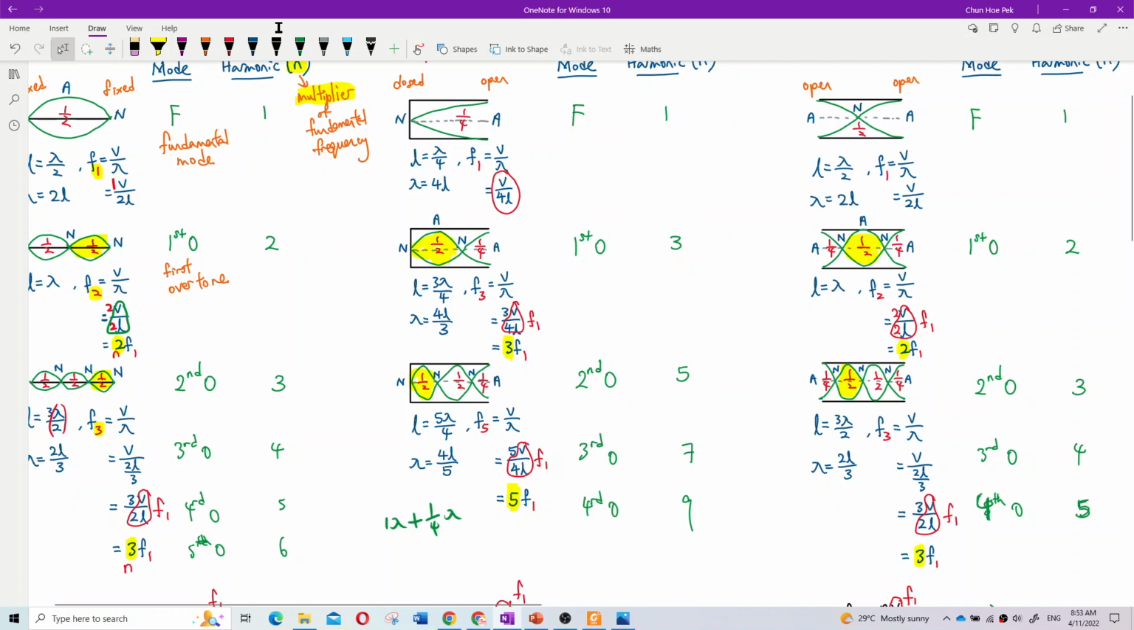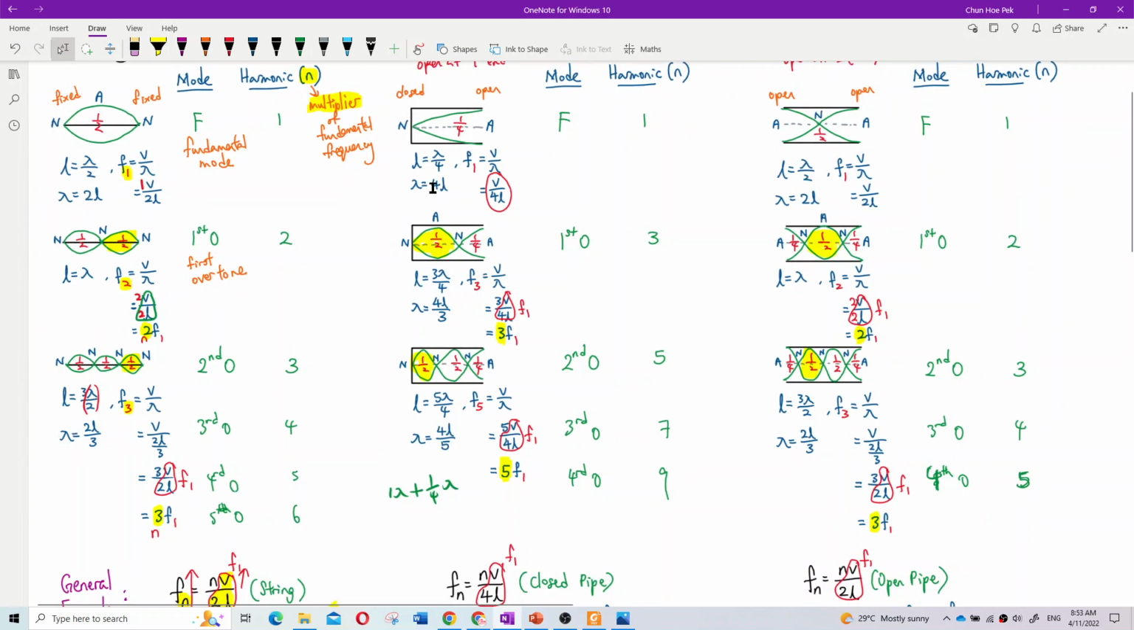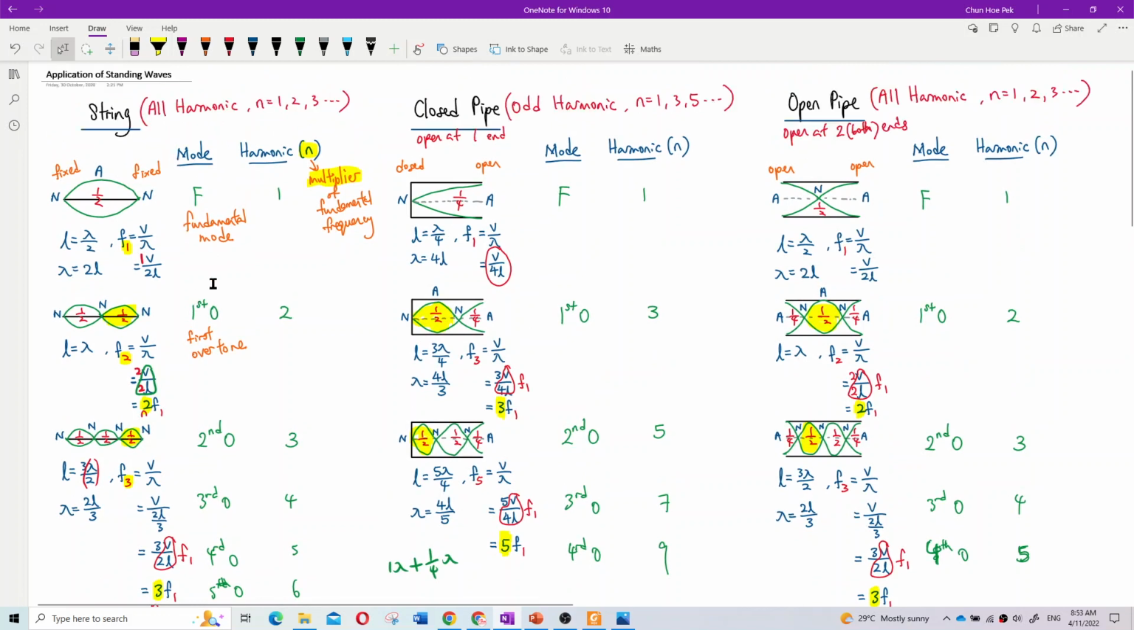Okay, class, I want you to see one thing, very basic things here. When looking at the mode, it always follows the sequence. Fundamental mode, always start with fundamental mode. And then go to the first overtone, the second overtone, the third overtone, the fourth overtone. For mode, no problem. But for harmonic number, can you see the difference? Harmonic number is the multiplier of the fundamental frequency. It depends on how many times the fundamental frequency. It doesn't follow order.